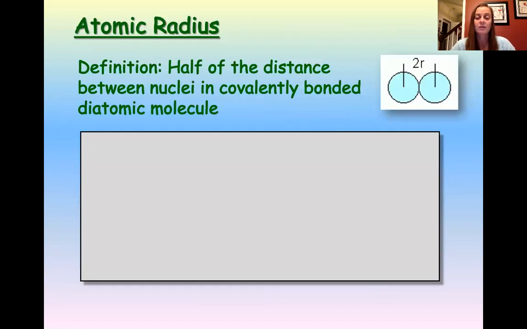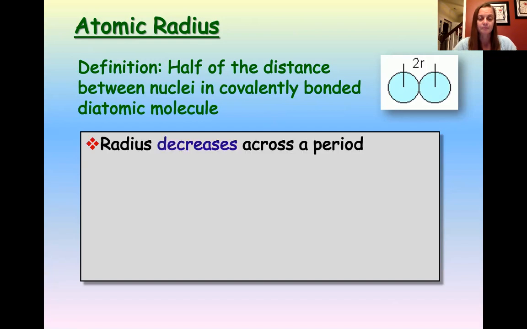Okay, so now we can start talking about the trends. The first trend we're going to talk about is atomic radius. First we have to define what we mean by atomic radius. We define the atomic radius as half the distance between the nuclei in a covalently bonded diatomic molecule. This is mostly defined this way because it's really difficult to measure the radius of an atom, but it's relatively easy to measure the distance between two atoms.